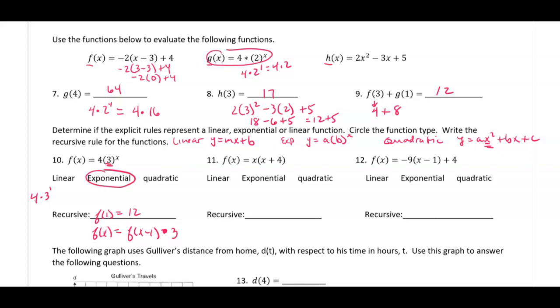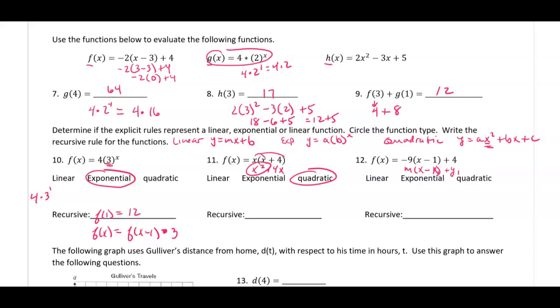The next one, right now I see x times x plus 4. If I was to simplify this, x times x is x squared plus 4x. This x squared right here tells me it's quadratic. I'm not going to worry about having you guys do the recursive for the quadratic. Just know how to recognize a quadratic. And the next one, if I look, this is in the form of m times the quantity x minus x1 plus y1.